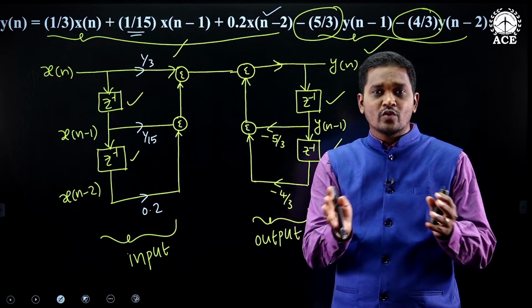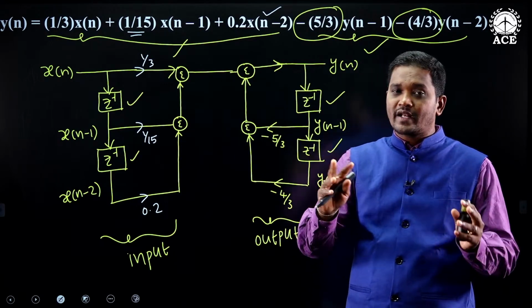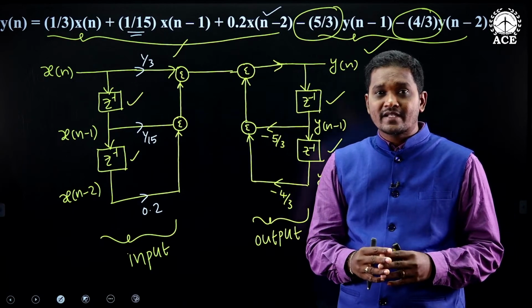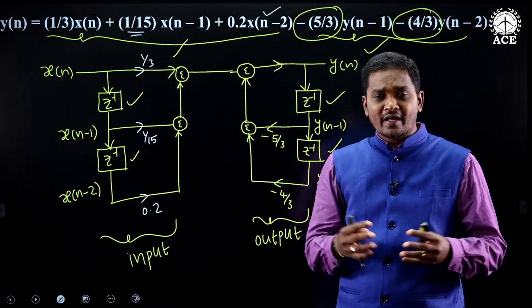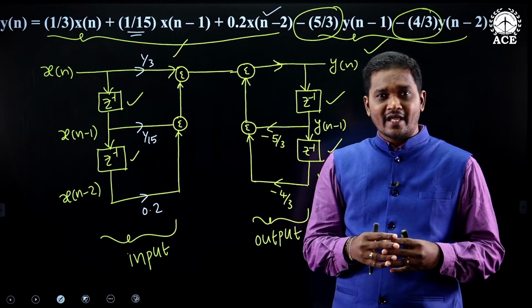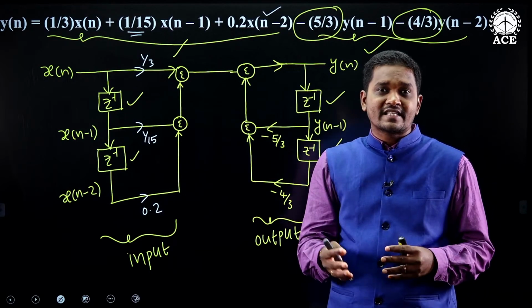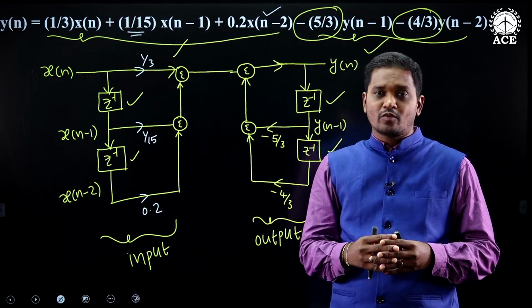Instead of that, if you use common delay elements for both input and output, then the number of delay elements are going to be reduced. Delay element is nothing but what? It's a memory element, okay? So to overcome this disadvantage, we are moving to direct form 2 method.